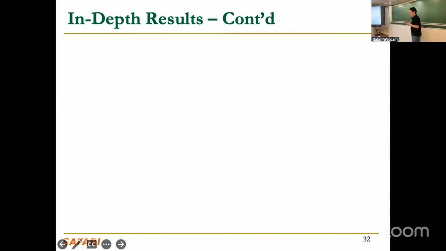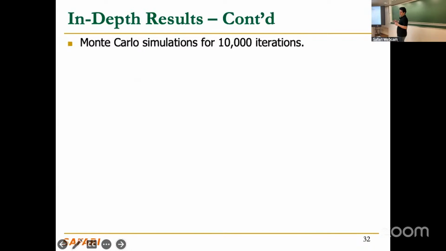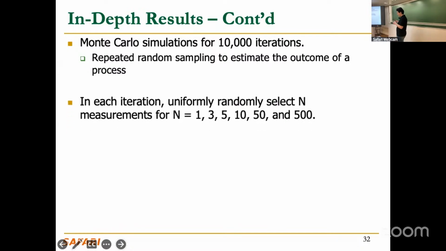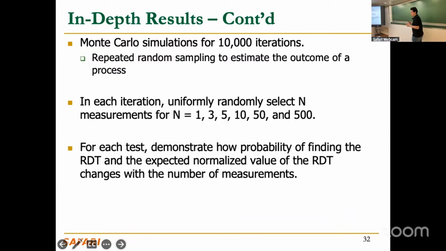And to look at this, they constructed Monte Carlo simulations. What a Monte Carlo simulation does is repeated random sampling to estimate the outcome of a process, in this case our key question. So in each iteration, we uniformly randomly select n measurements, n being from 1 to 500. And at each test, they wanted to demonstrate how the probability of finding this threshold value, as well as the expected normalized value, changes with the number of measurements that they do.